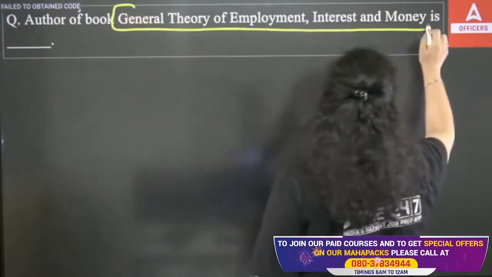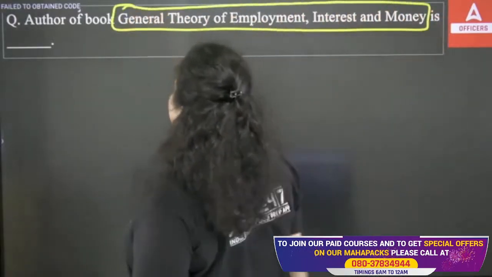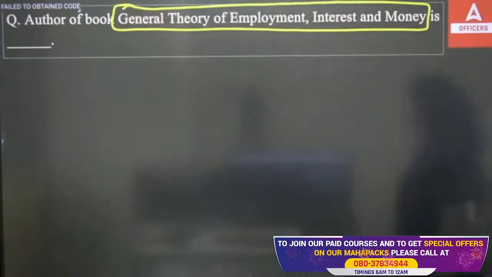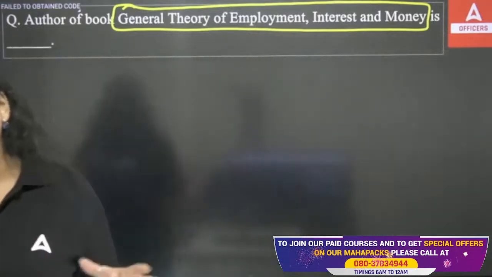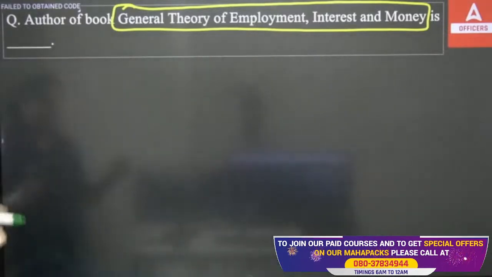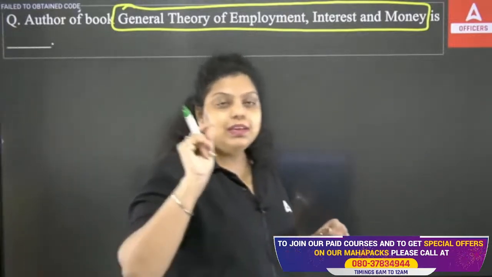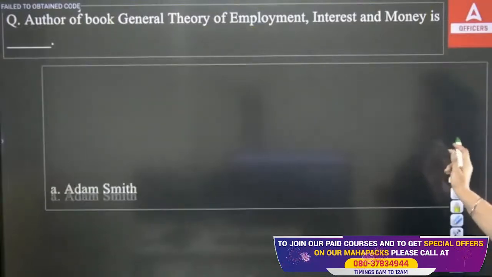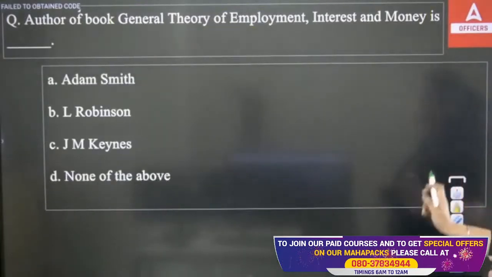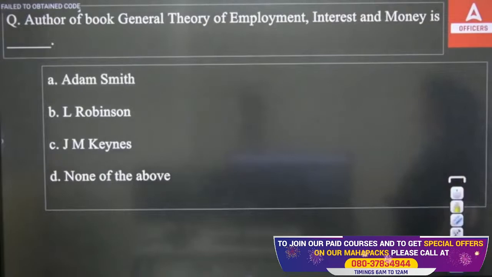Next, there is an author who wrote a book, General Theory of Employment, Interest and Money. You have to tell what is the name of the author. First, Mr. Adam Smith. Second, Mr. Leonard Robbins. Third, Mr. J.M. Keynes. Fourth, none of the above. A, B, C or D. Which of the following is correct?